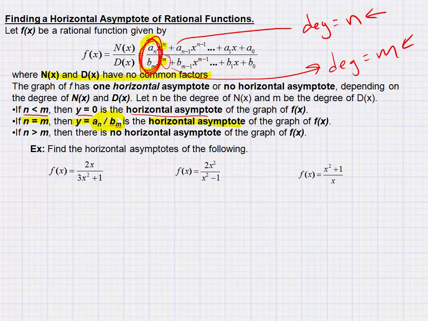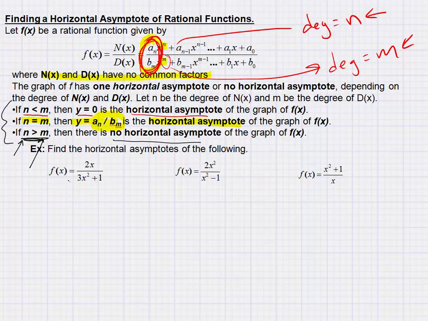That division right there is going to be my horizontal asymptote. Okay. Third scenario, n is bigger than m. Again, the degree of the numerator is bigger than the degree of the denominator. In that case, there's not going to be a horizontal asymptote. Alright? So all you have to do is look at the degrees. Once you look at the degrees, you know these three scenarios, and you'll determine your horizontal asymptote from there.